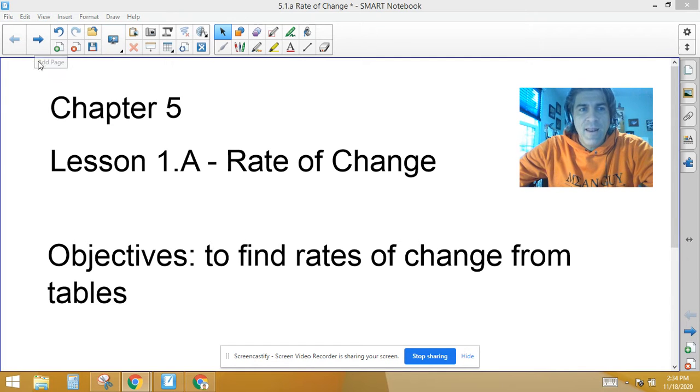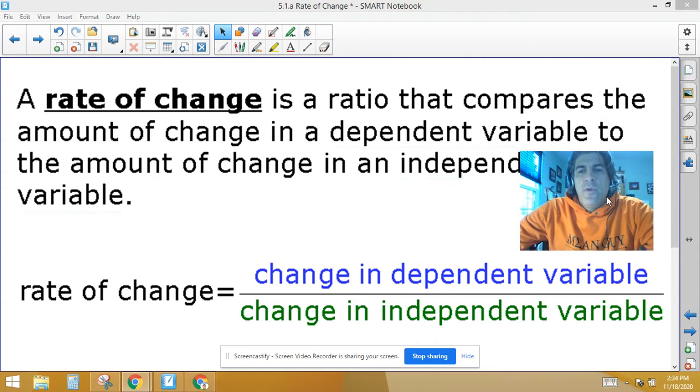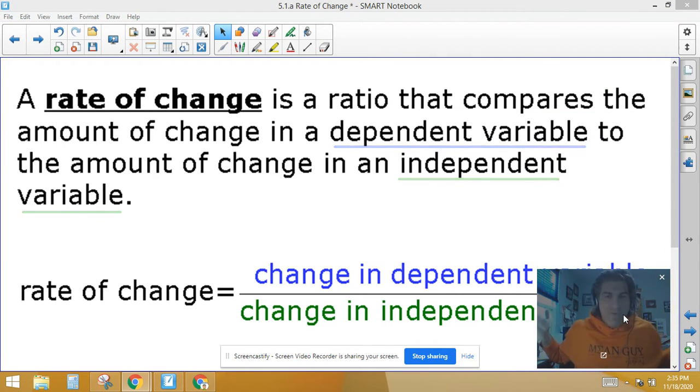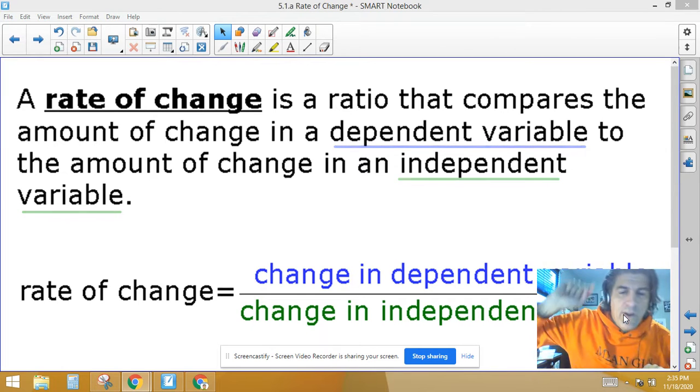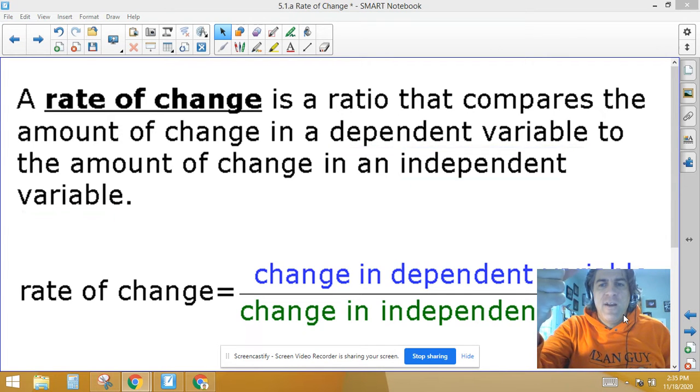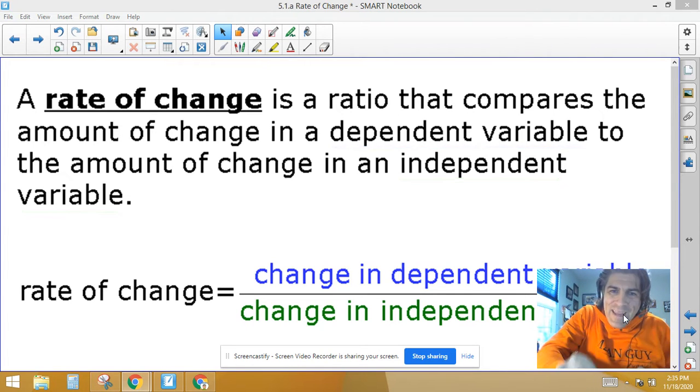So before we do that, let's just remind you what rate of change is. Rate of change. I'm not going to read it for you. It's on the screen. You can hit the pause button if you need to, write it down, rephrase, whatever you want. But it's just a ratio, typically written as a fraction, and it compares the amount of change from the dependent variable over the independent variable.